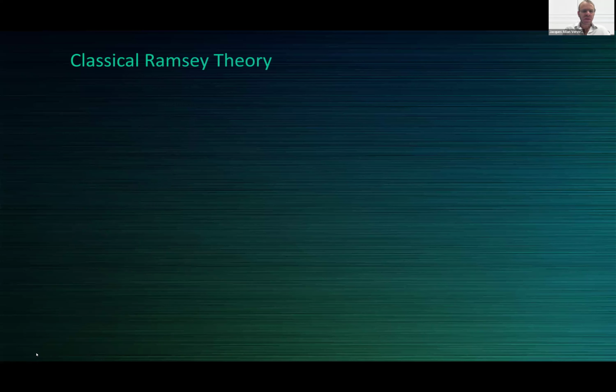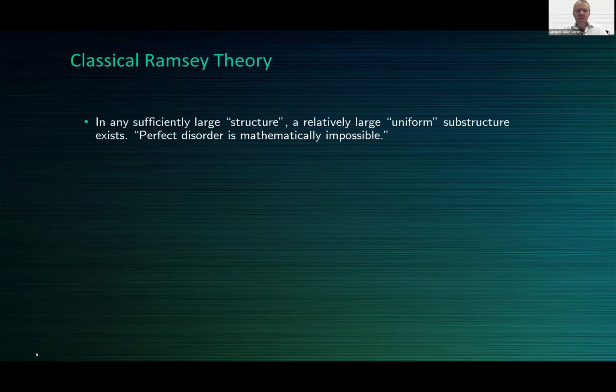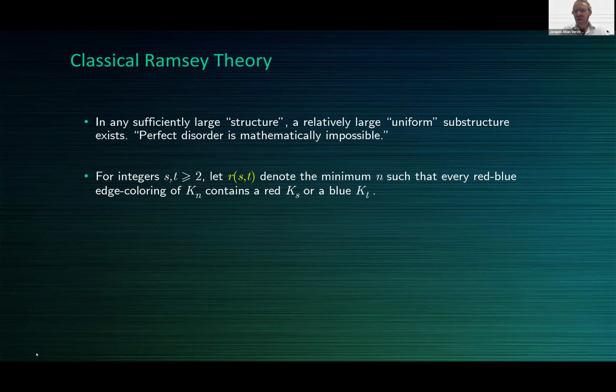So let's begin then. The general loose philosophy behind Ramsey theory is that in any sufficiently large structure, there's a relatively large uniform substructure, or perhaps some people rather say perfect disorder is mathematically impossible. But these are things that I'd like to quantify a little bit in this talk. And these things are quantified by Ramsey numbers.